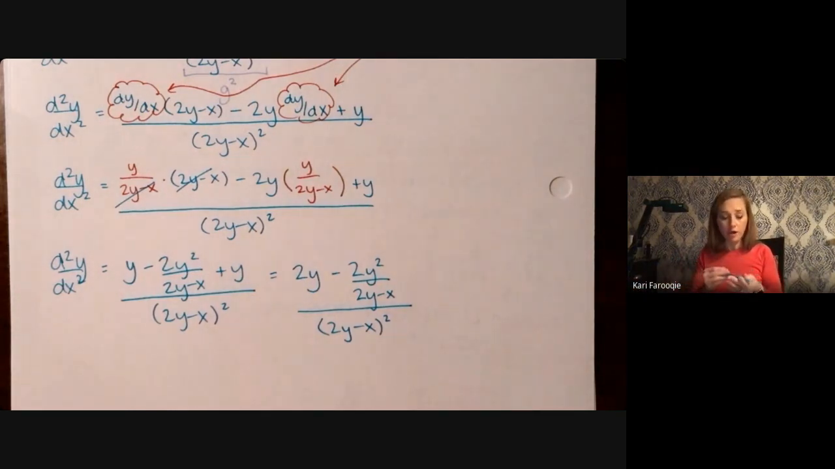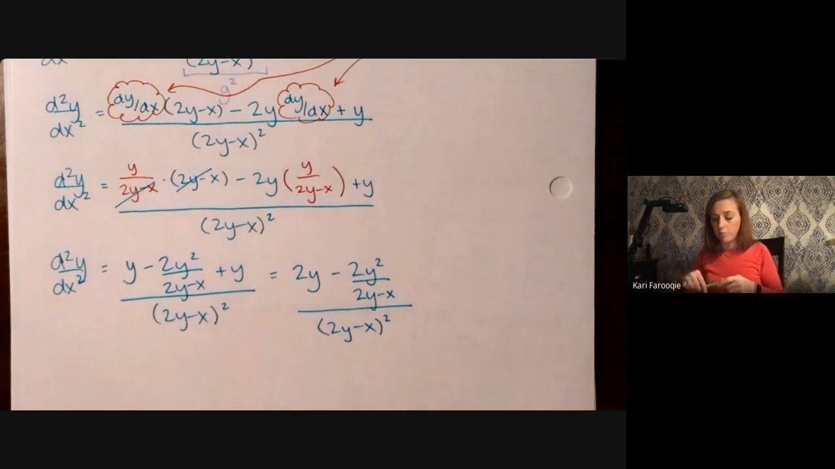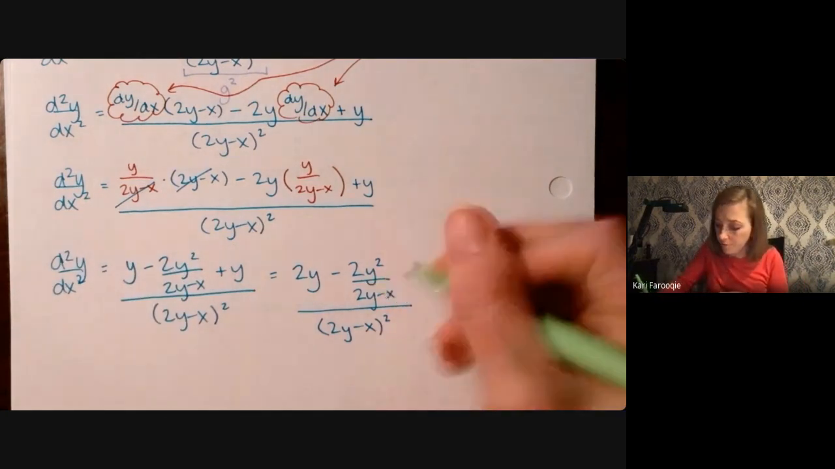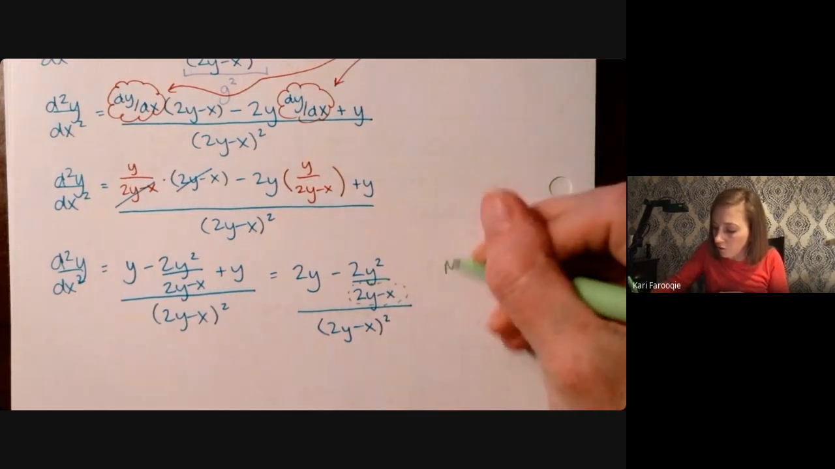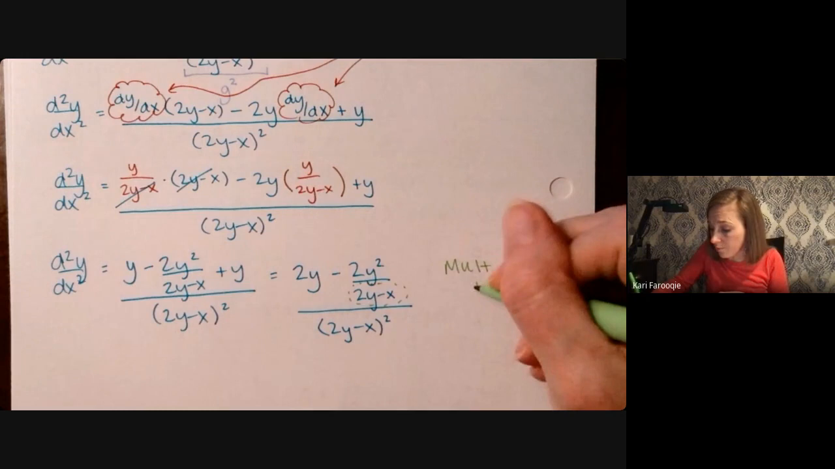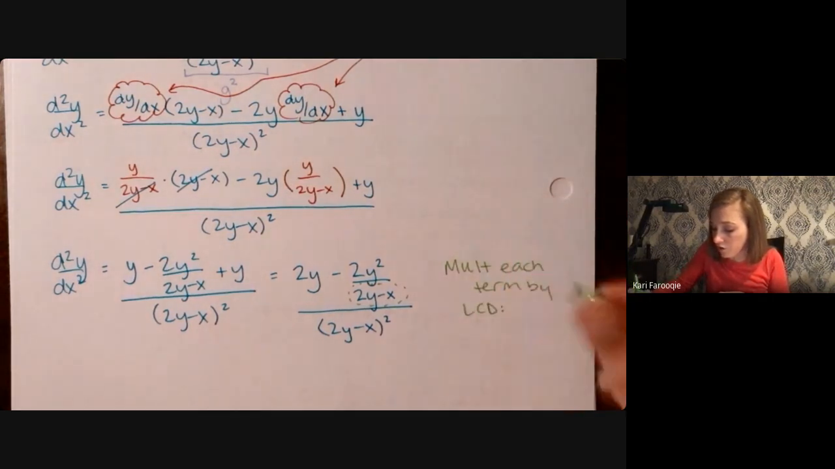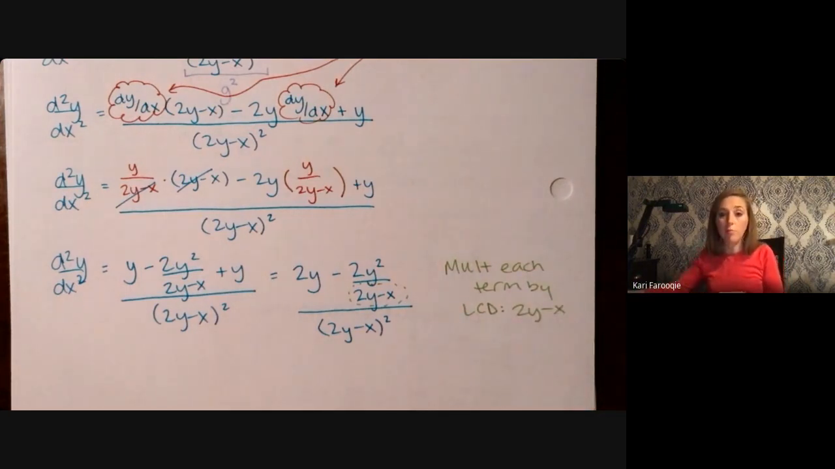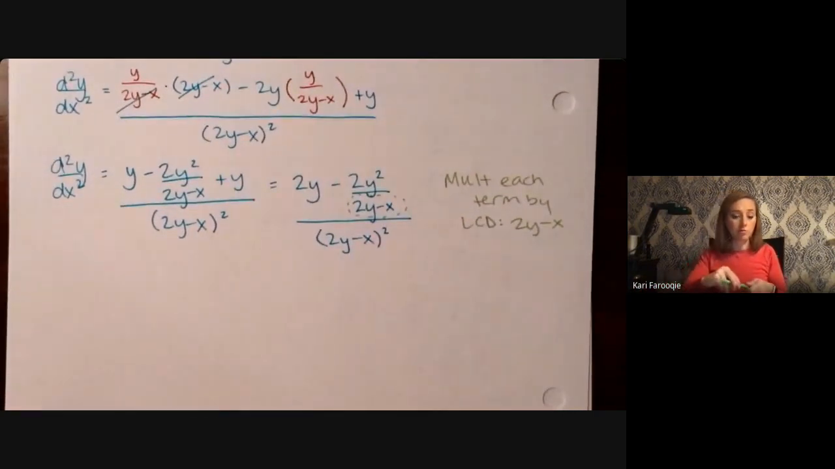Now, we do have a complex fraction here that we're going to simplify. The denominator that's causing you a problem here is this one. So we are going to multiply each term by the LCD of your denominators, which is just, in this case, the only one that's causing you a problem, which is 2y minus x. But every single term is going to get multiplied by it.